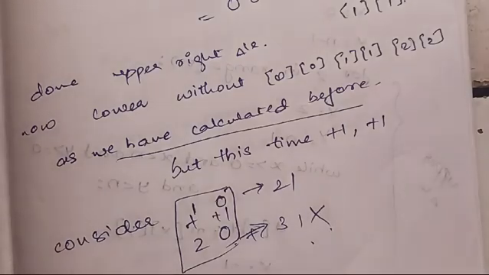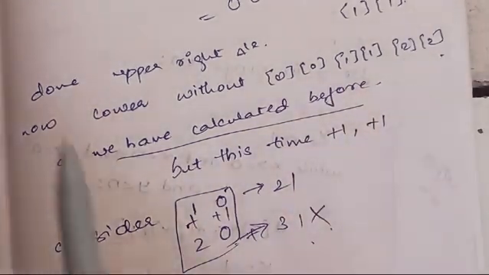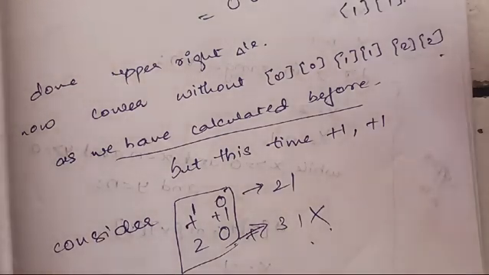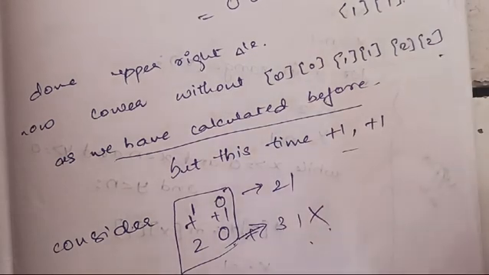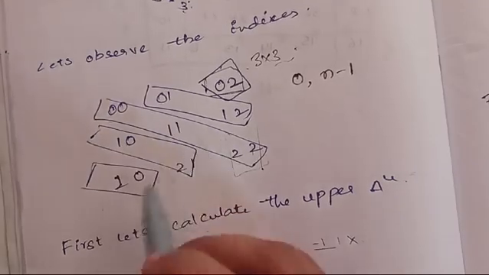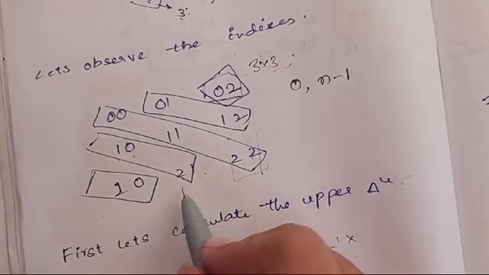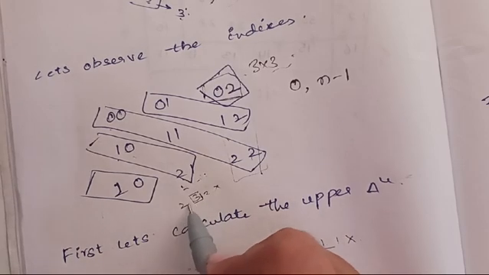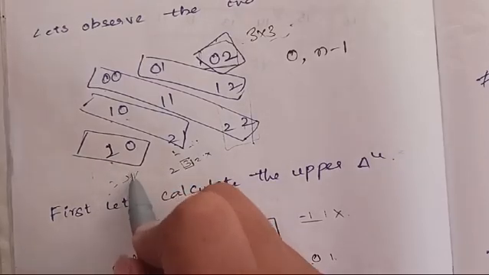Let's consider the lower triangle now. We have already taken this diagonal, so the lower triangle is calculated in the same way. There we are performing minus 1 and minus 1. Here we are just doing plus 1 and plus 1. For 1, 0, add plus 1 and plus 1. You'll get 2, 1. And then for this, plus 1 and plus 1, 3 and 2, which is invalid. The size is only till 2. And for this you add 1 and 1, 3, 0, 3. This is also invalid.